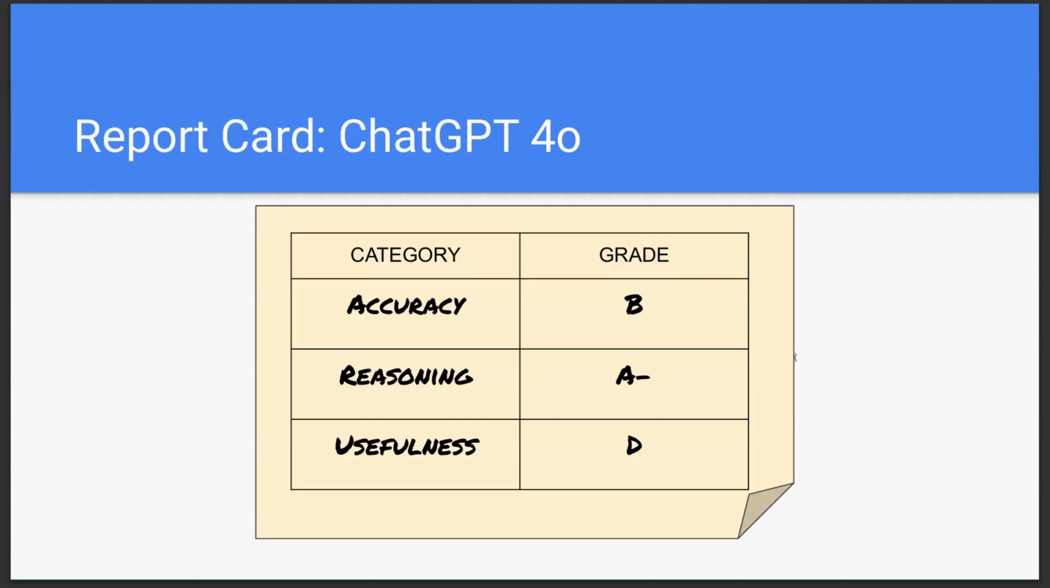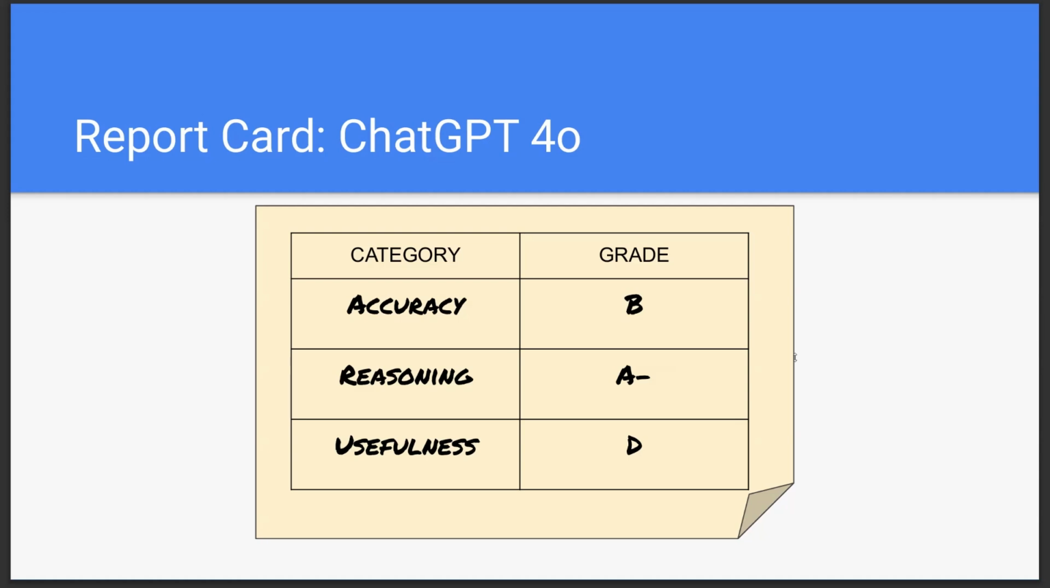Okay, so for ChatGPT, I'm going to say its accuracy is a B. That's pretty good. It was very close to the right answer. And its reasoning was also very good. I think it only made one mistake.